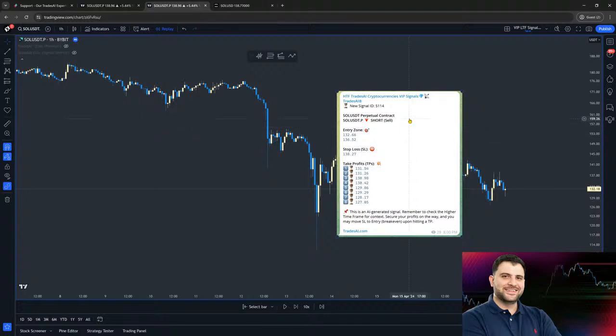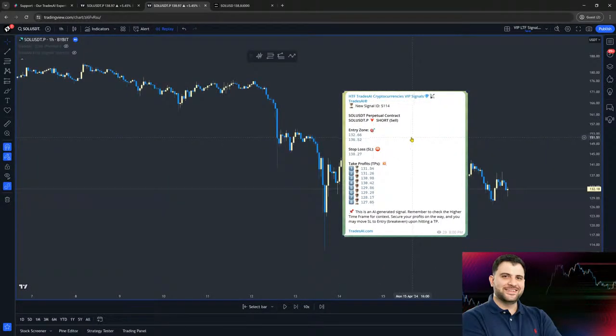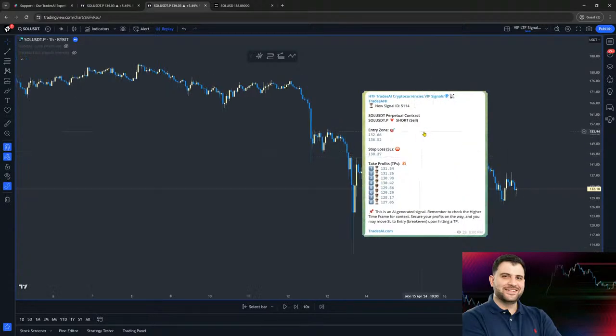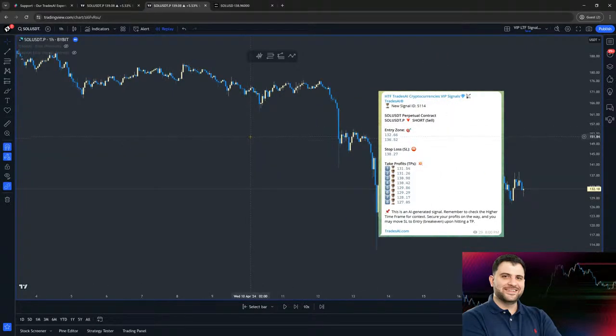So VIP has a lot more signals and trading setups and ideas than the free channel, which I think just gets 5 signals a day for now, but we may bring it higher or lower depending on what we see is best. But the VIP ones, sometimes you get tens and sometimes over 100 signals per day. So a lot of opportunities. And as I explained in the video, it's all about opportunities.